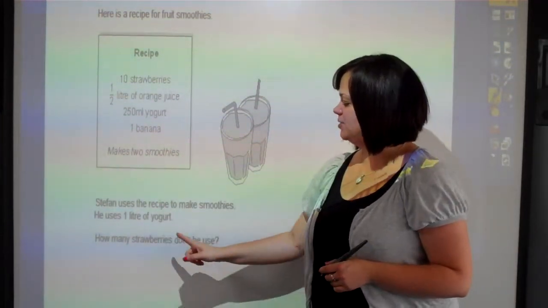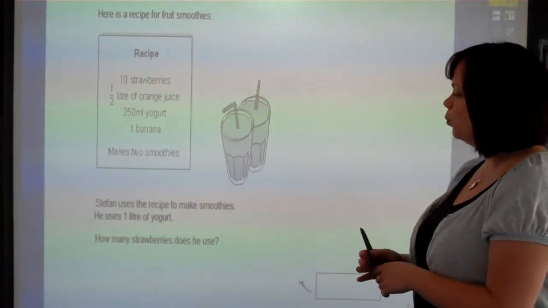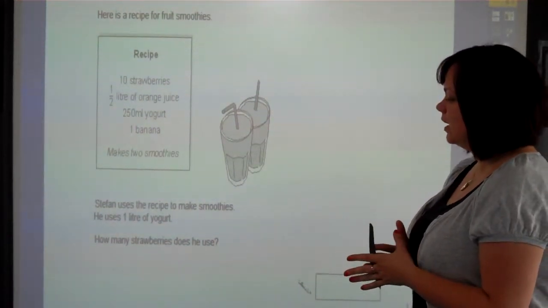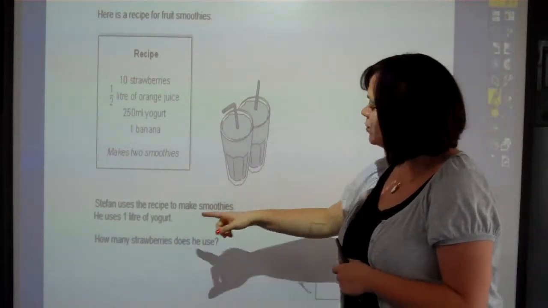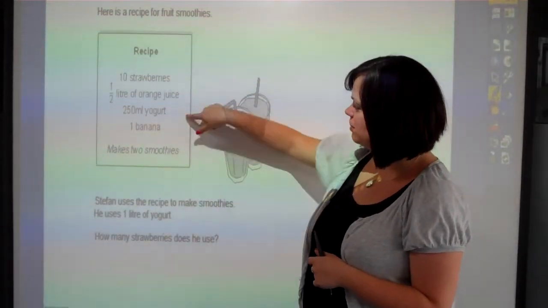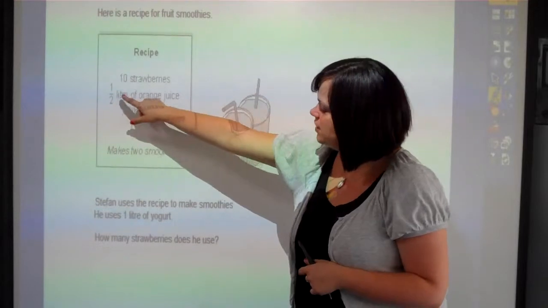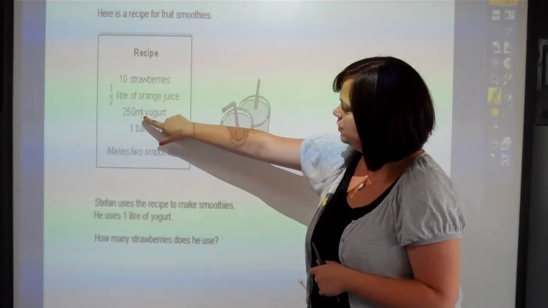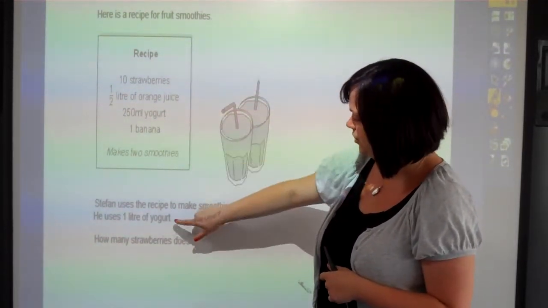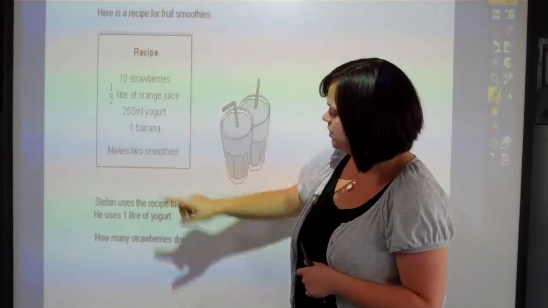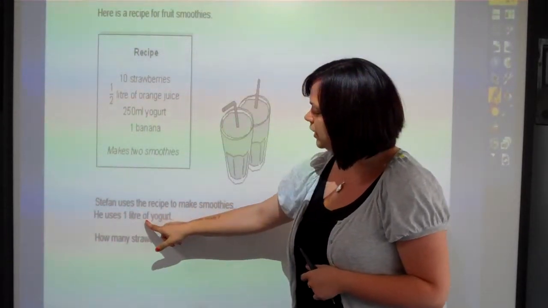Stefan uses the recipe to make smoothies. He uses 1 litre of yoghurt. How many strawberries does he use? So he uses 1 litre of yoghurt. So if we go back to this recipe, the recipe for 2 smoothies is half a litre. Oh no, sorry, it's 250 millilitres is yoghurt, isn't it? 250 millilitres. But Stefan has used 1 litre.